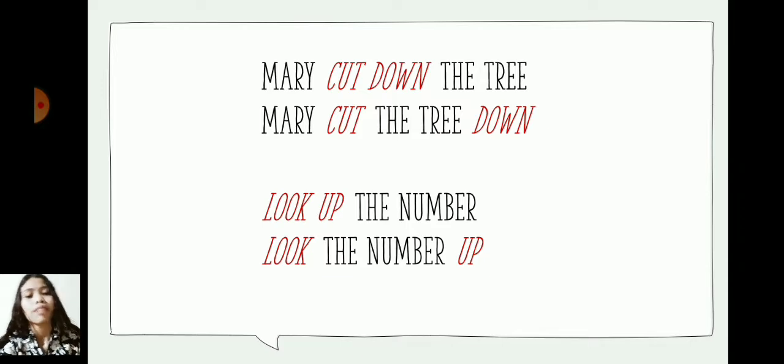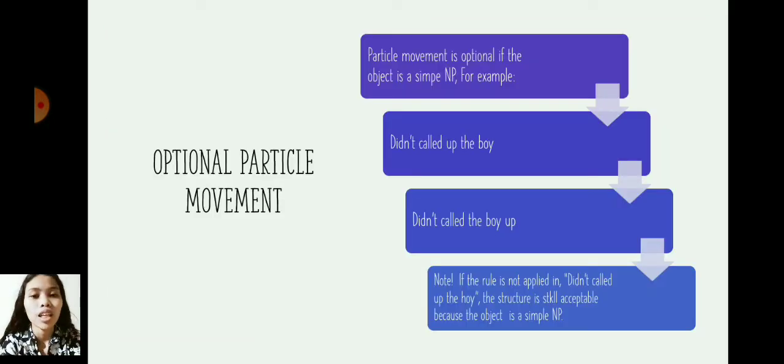So aside from that particle movement transformation, it also has types: the optional particle movement, compulsory particle movement, and lastly the restricted particle movement. So we are going to discuss those types. First, let us discuss the optional particle movement. In the optional particle movement, the particle movement is optional if the object is a simple noun phrase, or NP.